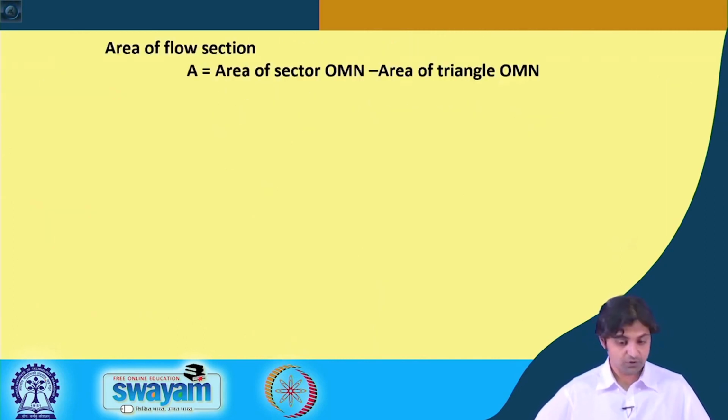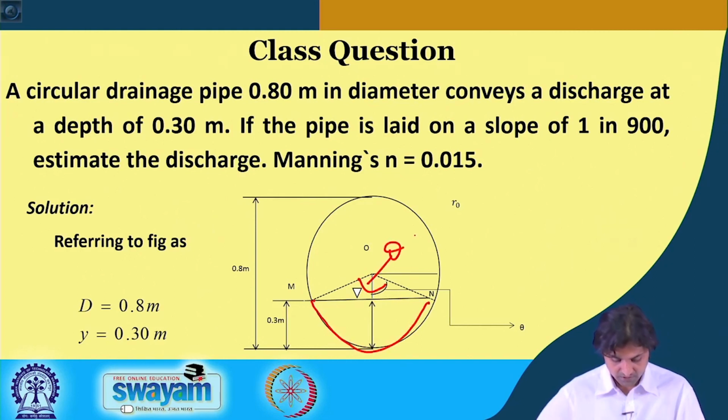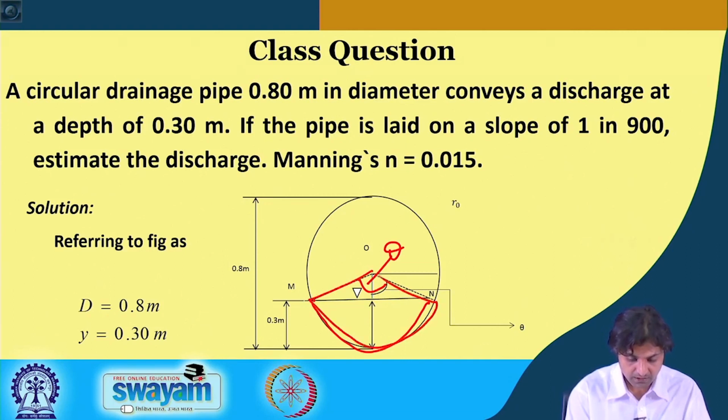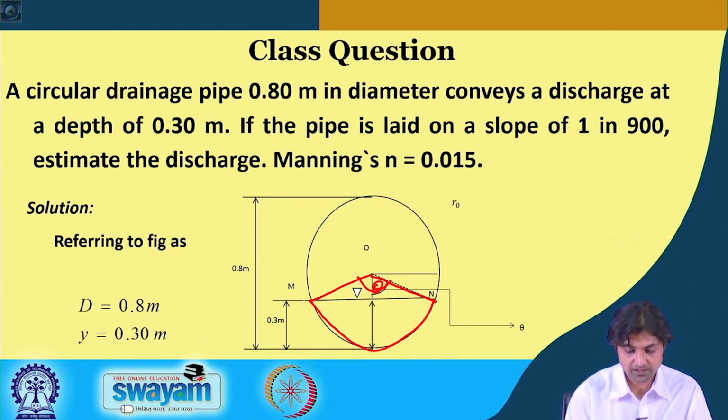So, the area of the flow section shown here has to be calculated in terms of this angle theta. This will be the area of the sector OMN minus the area of the triangle OMN. If we find the area of the sector, which we can easily do in terms of this angle theta, and subtract the area of the triangle, we should be fine.